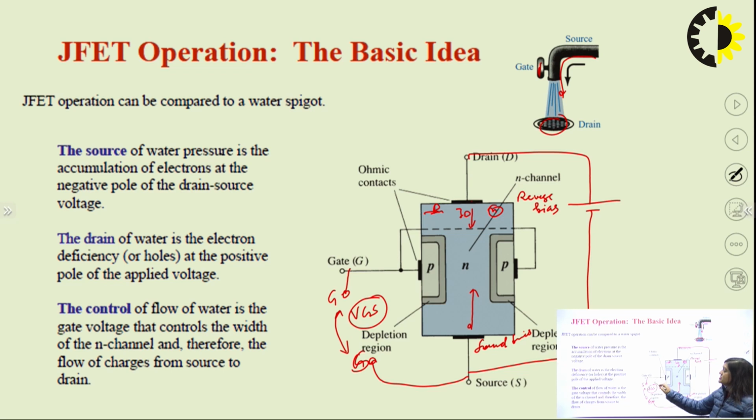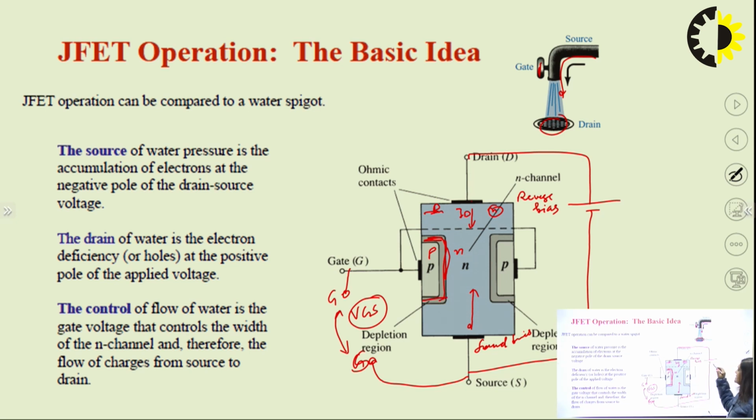And this VGS is not connected, VGS is at 0. At this point, this is the P type and this is the N type, so there is a depletion layer. There is always a depletion layer between the P and N type. So this is a depletion layer that is formed between the P and N.